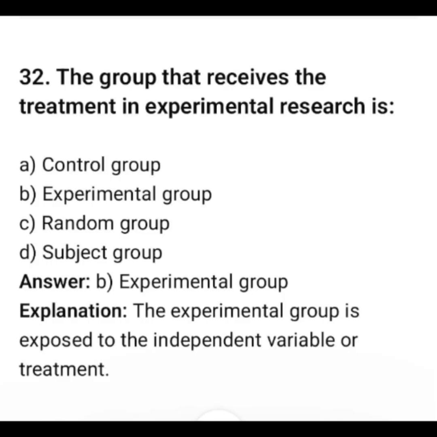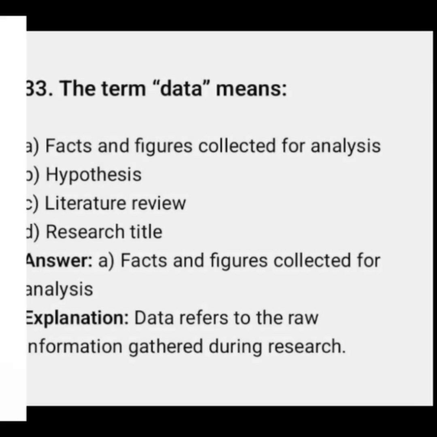The group that receives the treatment in experimental research is: control group, experimental group, random group, subject group. The correct answer is option B, experimental group. The experimental group is exposed to the independent variable or treatment.